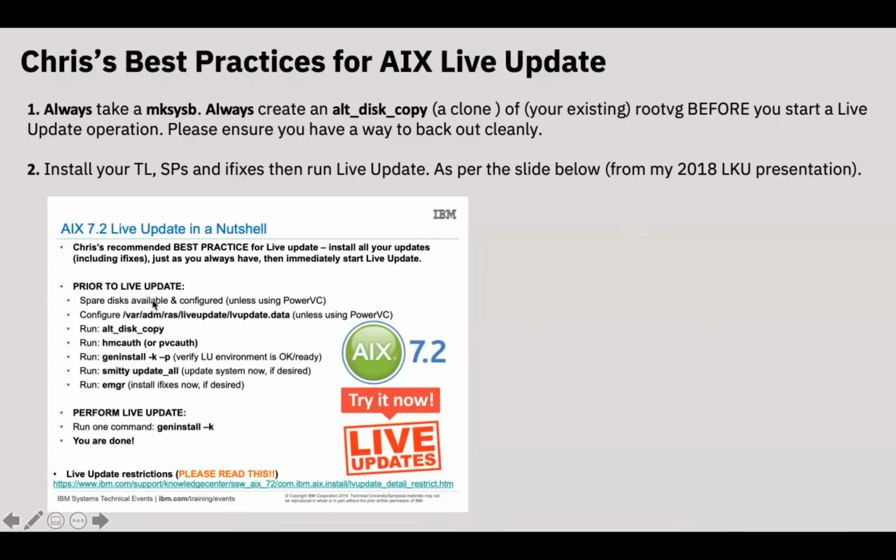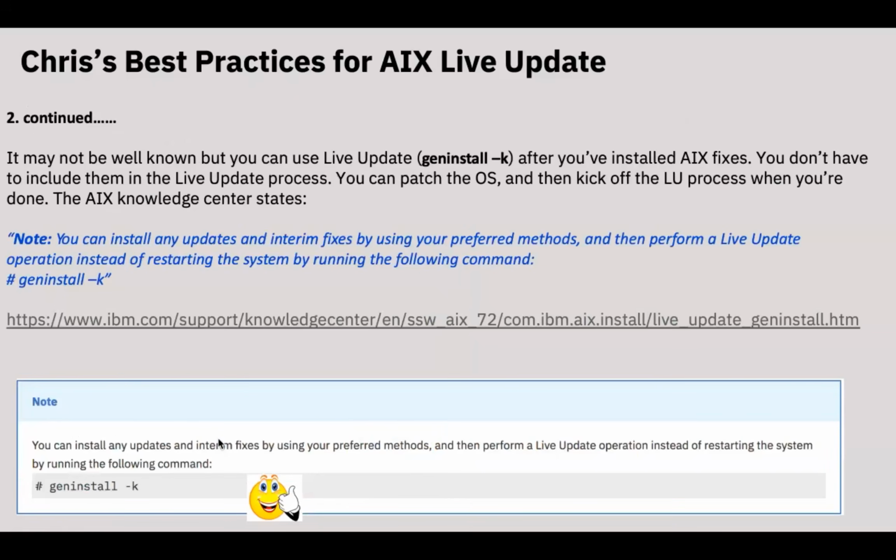And then I've given you basically a very quick checklist of all the things you would need to do prior to starting a Live Update. I will go over those in a moment, but essentially once you've installed your fixes, you would start the Live Update operation by running this geninstall -k command, which I'm going to talk about in a second. Continuing on, the documentation actually also says exactly what I just said. If you go to the Knowledge Center for AIX Live Update, you will see it says you can install any updates and interim fixes by using your preferred methods, and then perform a Live Update operation instead of restarting the system by running the following command, geninstall -k. So that's our Live Update command.